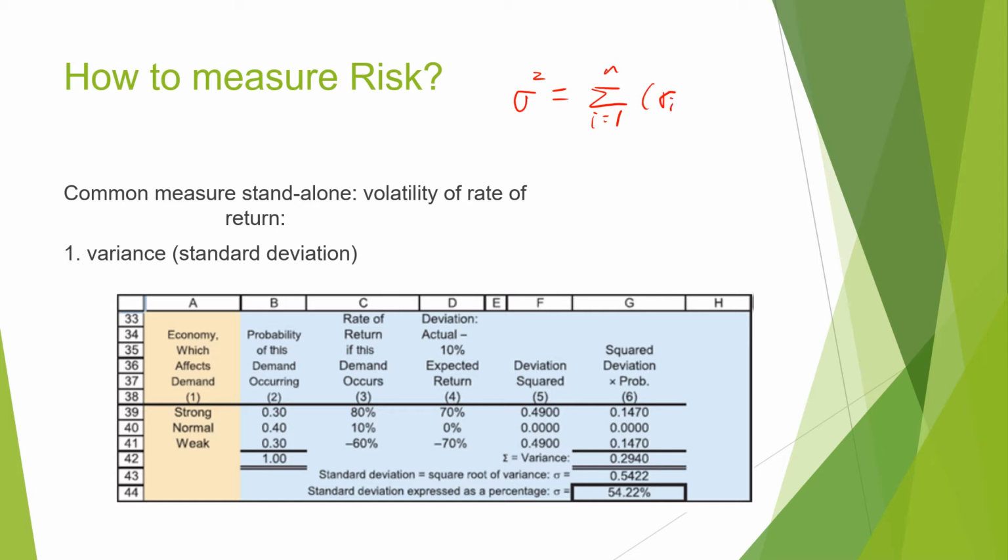required rate of return minus estimated rate of return squared times probability of investment i, right? And then again the square root after you found the variance sigma square, that is standard deviation.